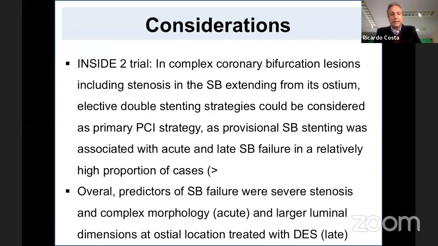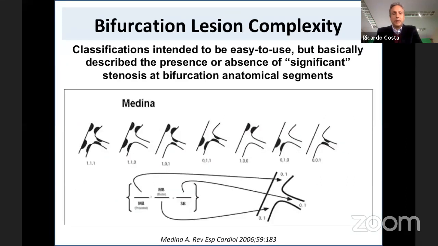But in terms of the mechanistics we found, it was interesting to see the predictors of side branch failure were severe stenosis and complex morphology, and also larger luminal dimensions at the ostial location treated with DES.